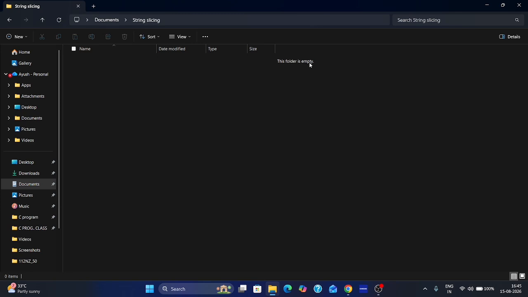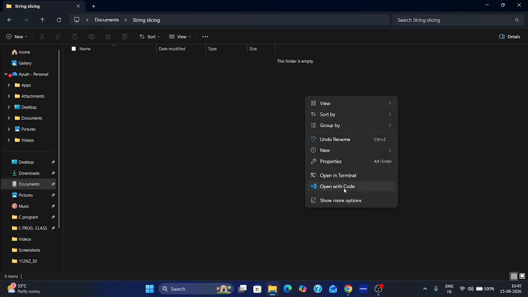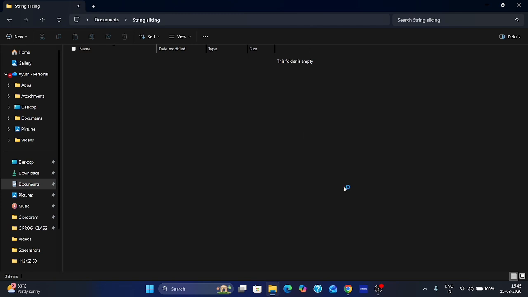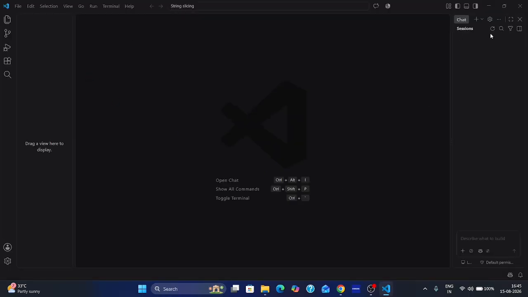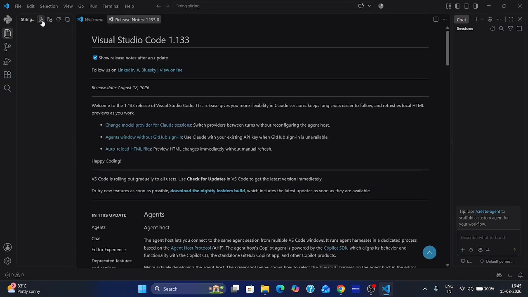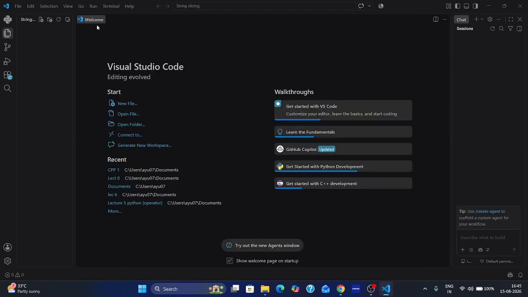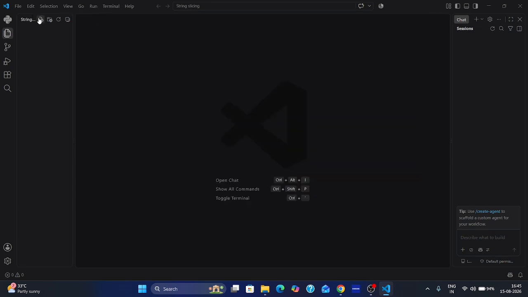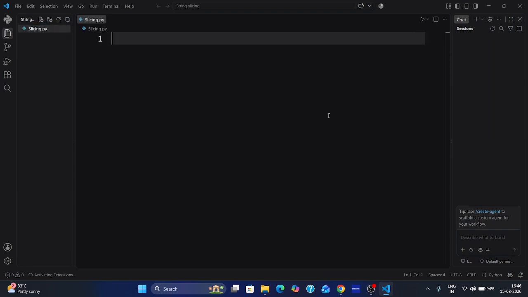So you have to do right shift here. After that, you know how to open with code. Simply, we can do from here. Let's start. Okay. This is release mode. You simply do cross from here and make a folder named slicing dot py. Okay.